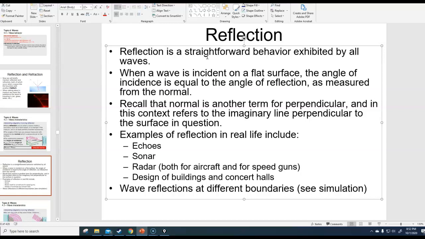But as I was saying, some applications of reflection in real life include things like echoes. When you yell out into a canyon and you hear your voice come back, that's an echo. Your sound wave is hitting some surface and it's being reflected back at you. Okay, sonar, radar, which are both used to detect things either in the air or underwater. Both of those use reflection.